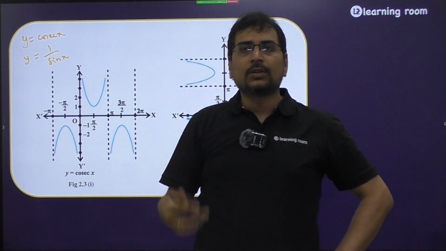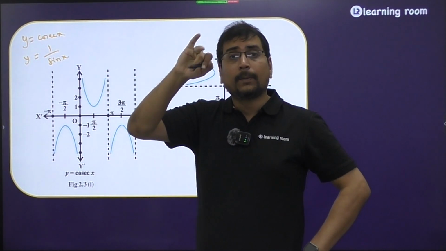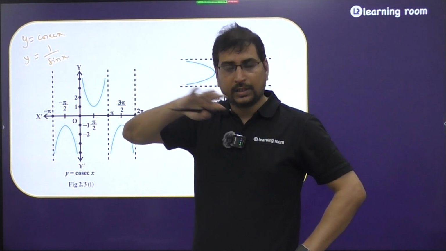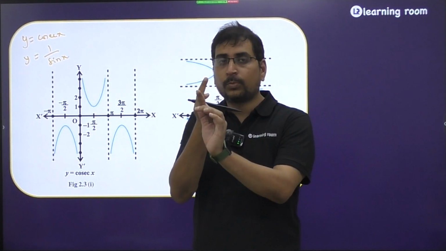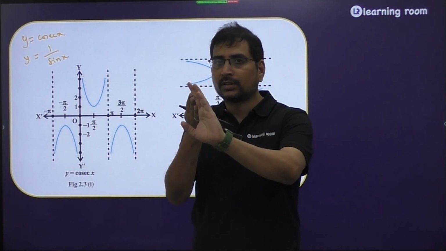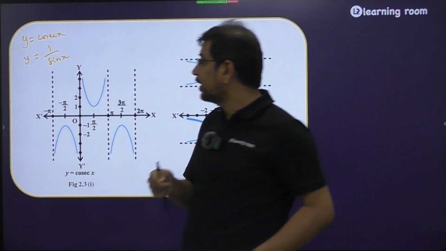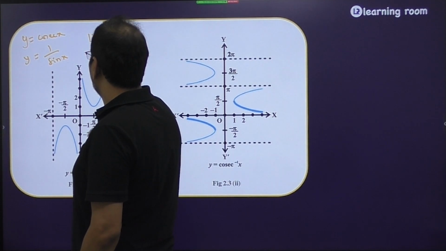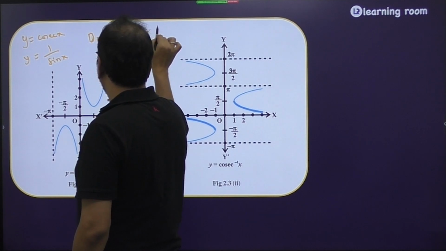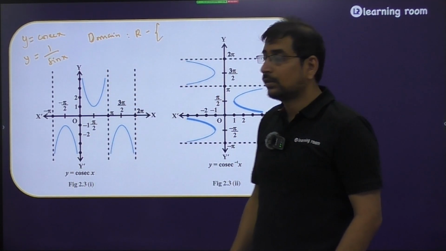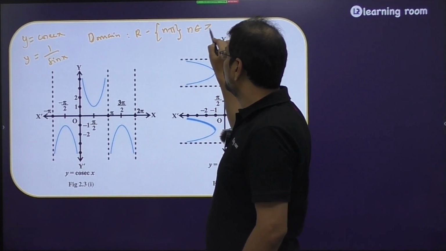Except that, is there any other value that will give you infinity? Is it only 0? It is 0, pi, 2 pi, 3 pi, like this. Similarly on the negative values also. So how are they? Pi, 2 pi, 3 pi. So pi is constant. What is the multiplication factor? They are n pi. So the domain says, what does the domain state? R except n times pi, where n belongs to Z.